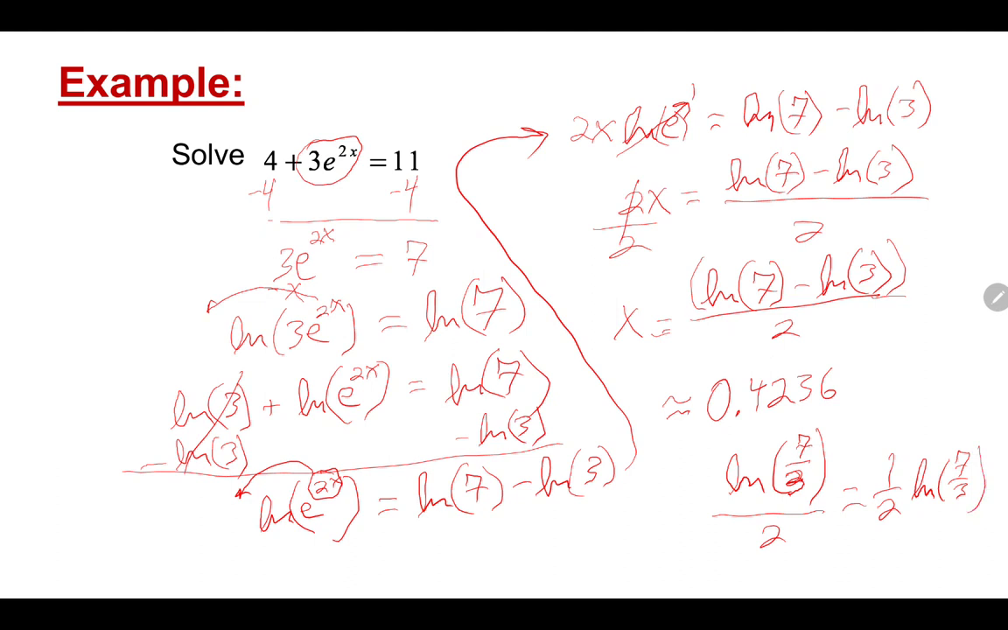Since you're plugging it in a calculator, this is equivalent to this is equivalent to this. Right? These are all the same. There's just different ways to write it. One may be easier for you to plug in a calculator.